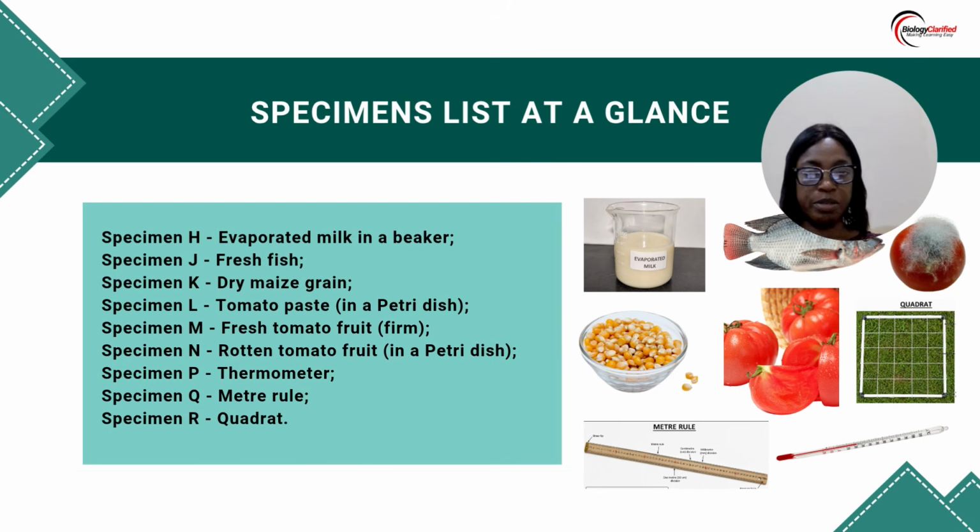Next, we have specimen H, evaporated milk in a beaker; J, fresh fish; K, dry maize grain; L, tomato paste in a petri dish; M, fresh tomato fruit; N, rotten tomato fruit in a petri dish; P is a thermometer; Q is a meter rule; and the last specimen is R, a quadrat.